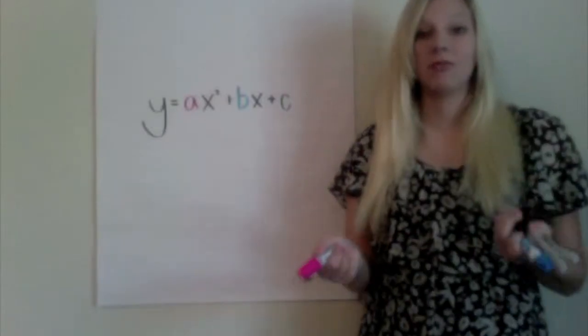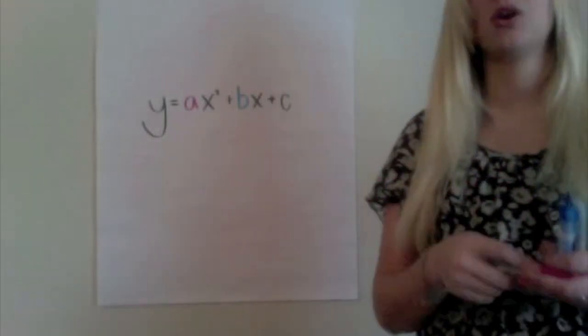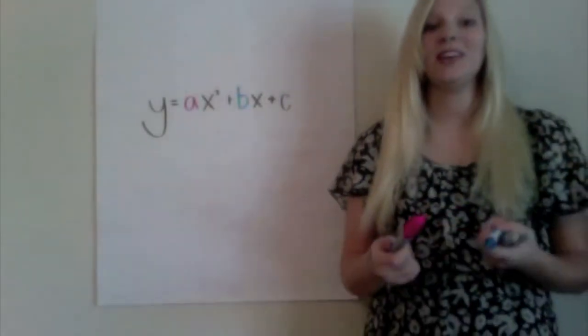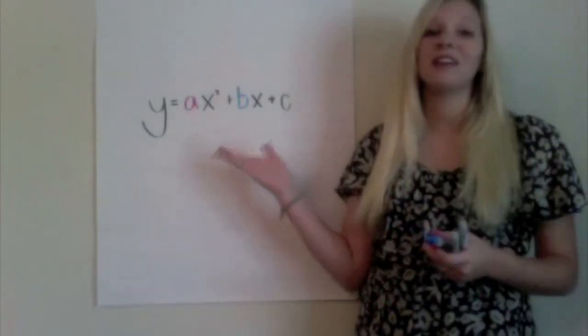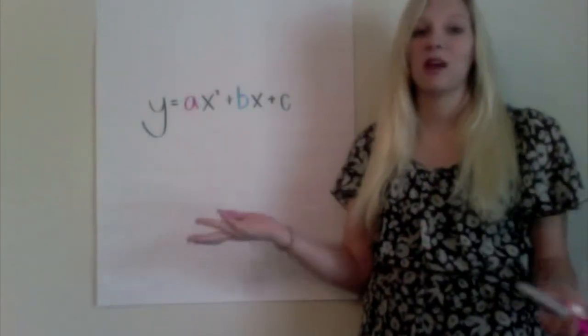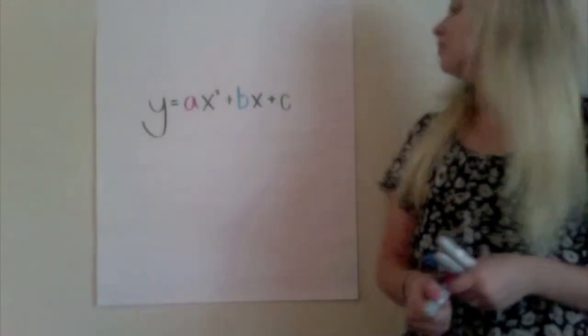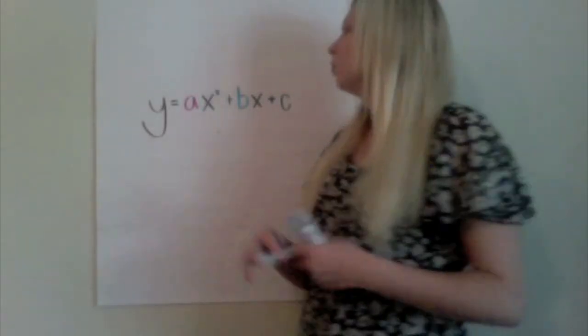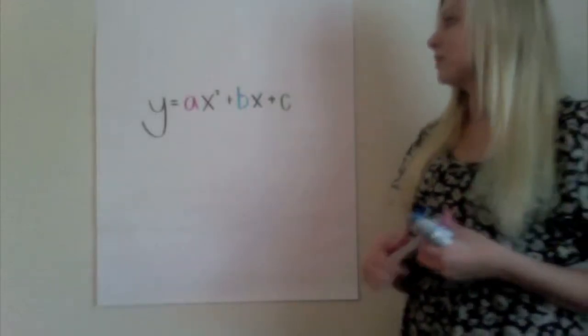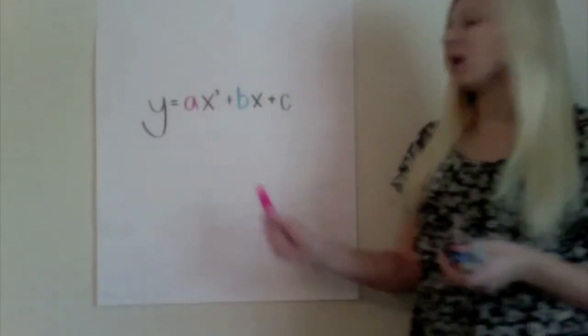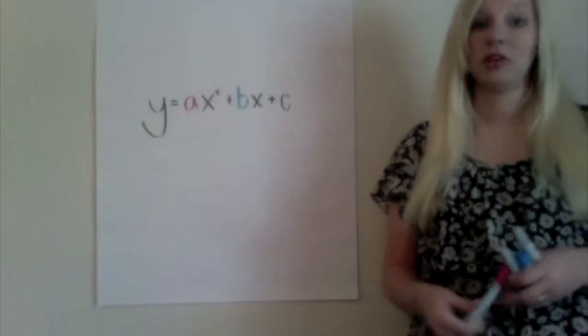When you're learning to graph quadratic equations, sometimes it's hard to know where to start. The good thing is that the function that you're given has a lot of information in it that you don't even have to work that hard for. The first thing we notice is that we have the equation in standard form, y equals ax squared plus bx plus c, where a, b, and c are different coefficients.